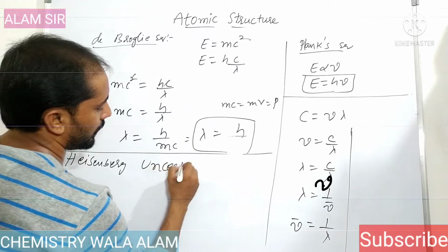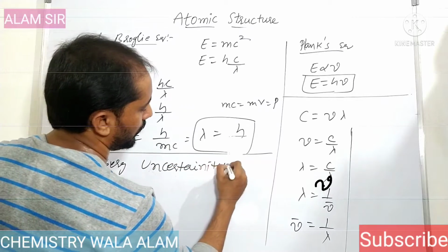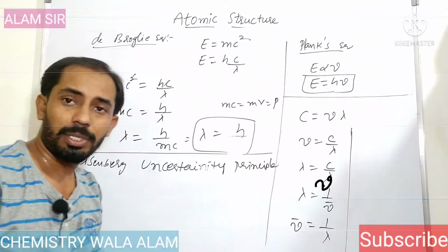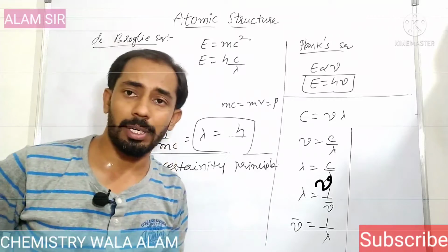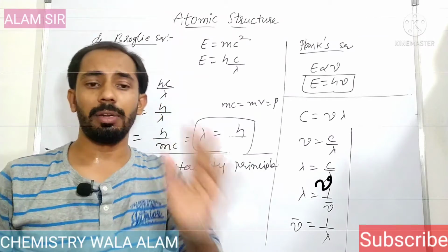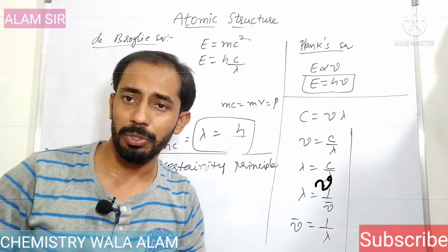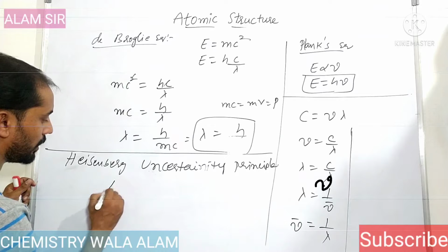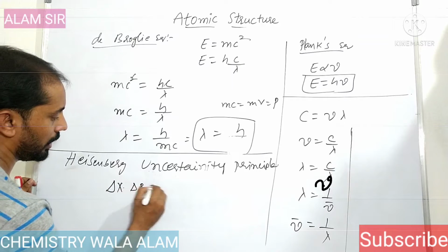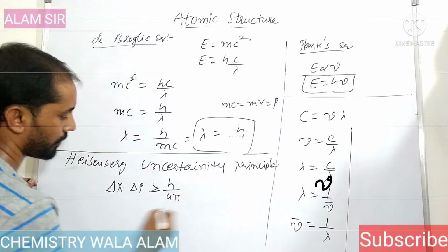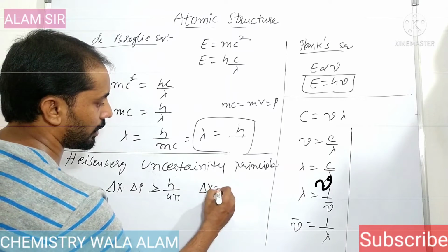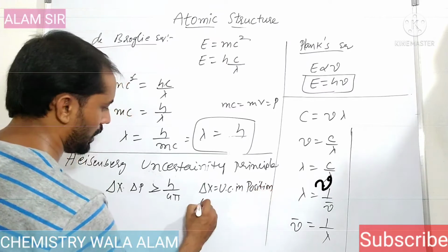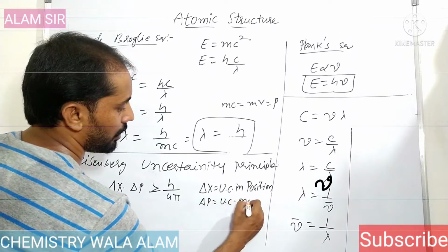Heisenberg uncertainty principle. Heisenberg said that the position and momentum of the electron cannot be calculated simultaneously and accurately. It is impossible to determine the position and momentum of the electron or microscopic particles simultaneously. So he gave that delta x into delta p is greater than or equal to h by 4 pi. Here delta x is the uncertainty in position, delta p is the uncertainty in the momentum.